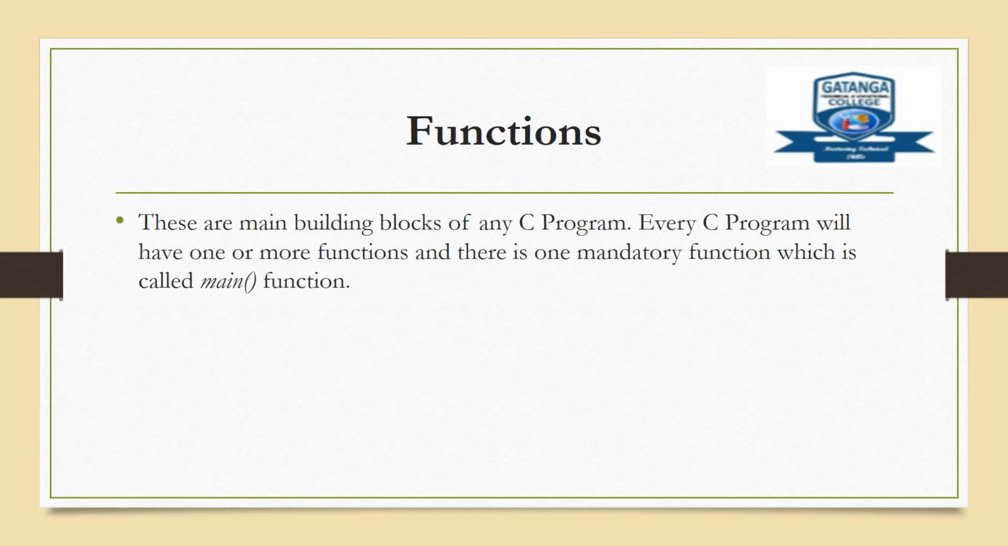And the second element is functions, and functions are the main building blocks of any C program. Any C program must have functions, and there is what we call the main function that we are going to be having in every C program, because it is mandatory to have it in our program. And the function actually performs a given task in a program.